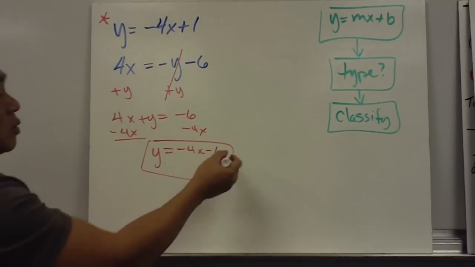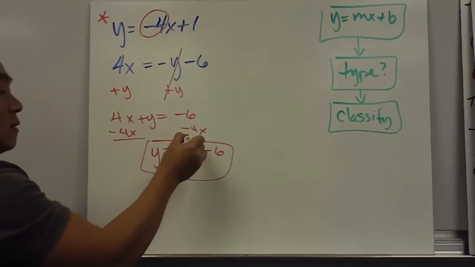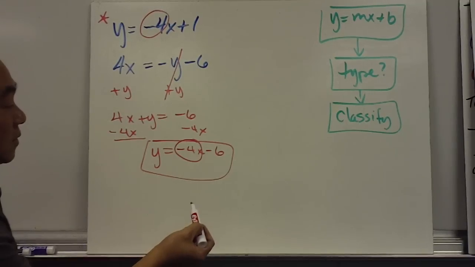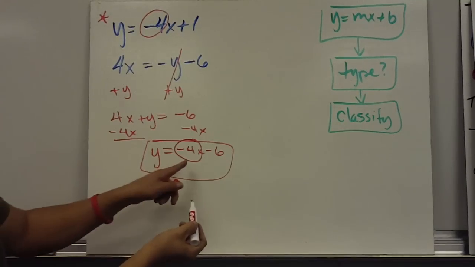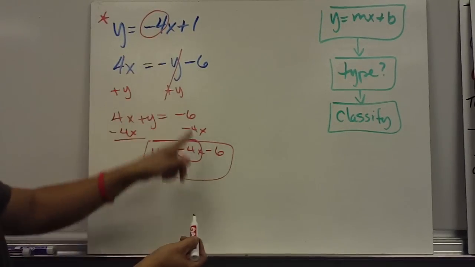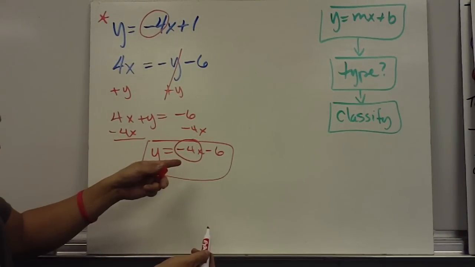Now all I'm going to do is take this and compare it with this. Notice that I have this and this right here, and it looks like they have the exact same slope. So this is going to be, again, inconsistent.